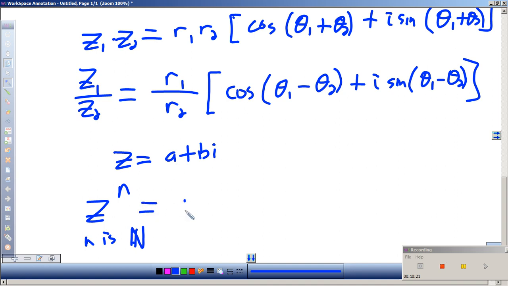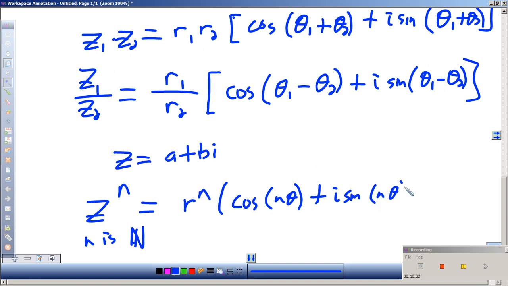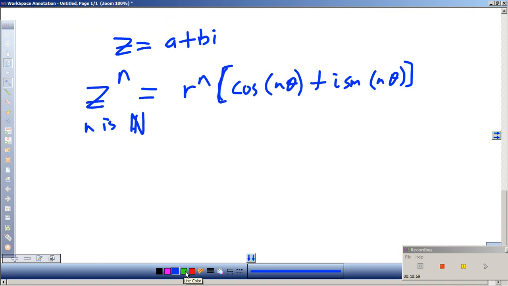And the rule: r^n times cosine of n theta plus i sine of n theta. Fairly simple, right? The last one is the one that's a bit more complex. We're going to go back and do some examples of these, but first we're going to look through them. Last one is the most complex of them.